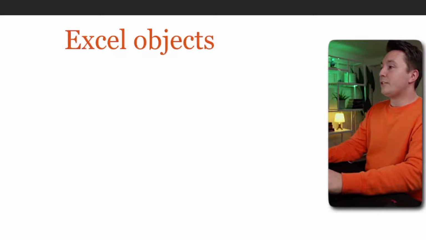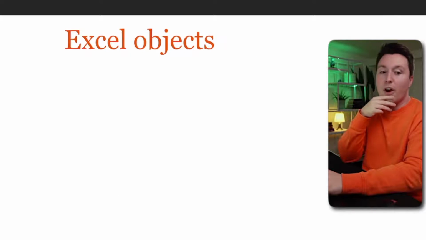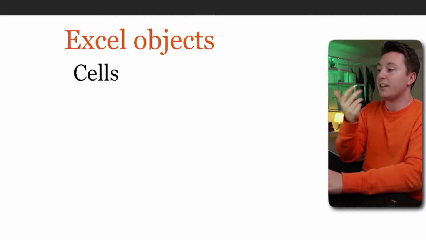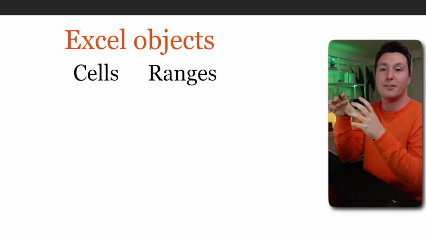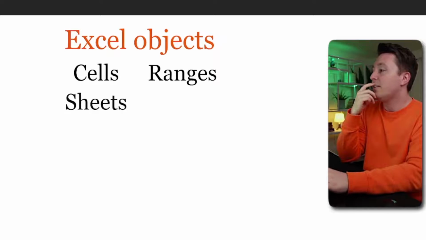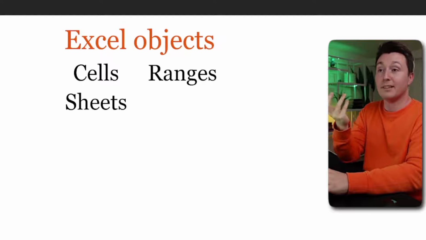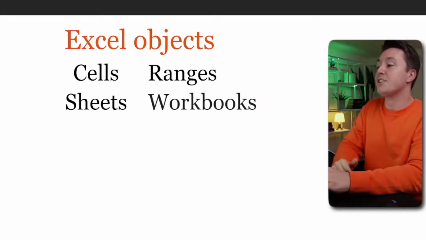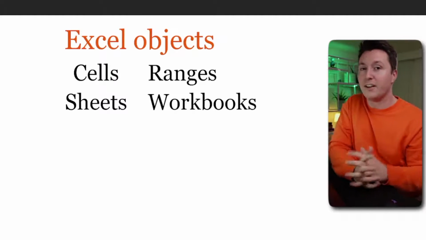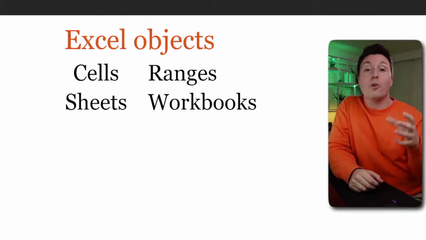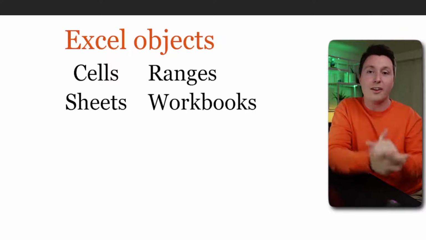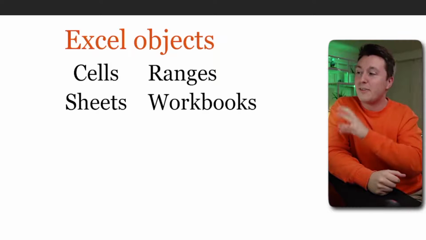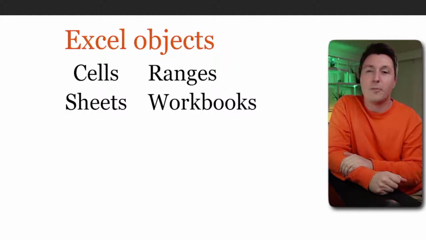So let's use Excel terms for this instead. So in Excel there are a lot of objects as well. There are cells, there are ranges, which is just multiple cells put together. Then there are sheets, which is basically also just a lot of cells put together into a sheet. So cells, ranges, and sheets, and workbooks, which is an Excel file. So the workbook is an object in itself. It contains sheets, ranges, and cells, and a lot of other stuff. But these are the most important ones.